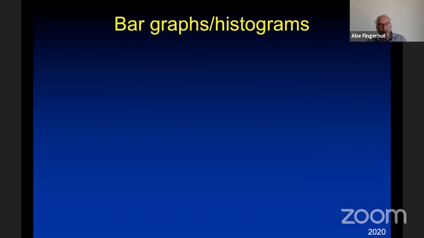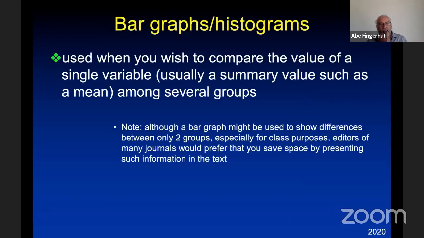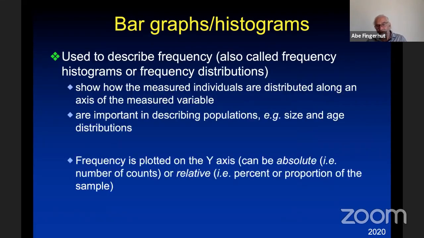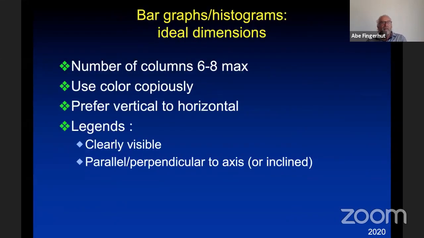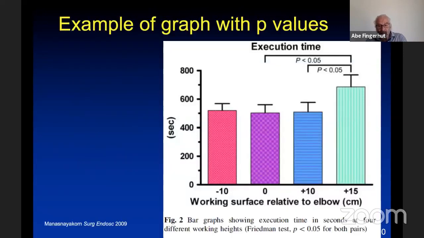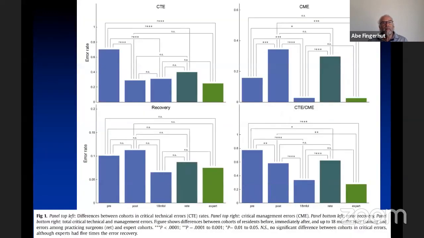Let's take a look at the other types of figures. For instance, bar graphs, histograms. They are very useful when you want to compare the value of a single variable as it evolves through time or something like that, or as it's measured. For instance, a frequency. Make sure that there are not too many columns. Here you can use color. Prefer vertical to horizontal. And make sure that your legends are clearly visible, parallel, perpendicular to the axis. Here's an example, very good example. There's color, there's lines. The standard deviation is indicated. The p-values, the bars that are being compared are indicated. Very good. Very clear. A little bit more complicated, but still fairly clear. You can get all the information that you need.